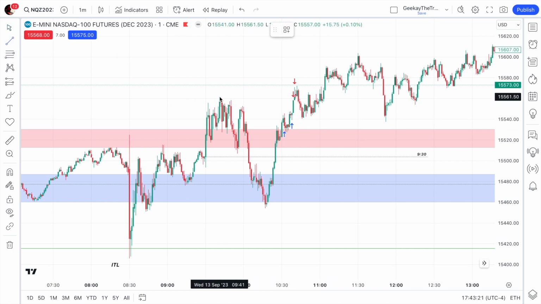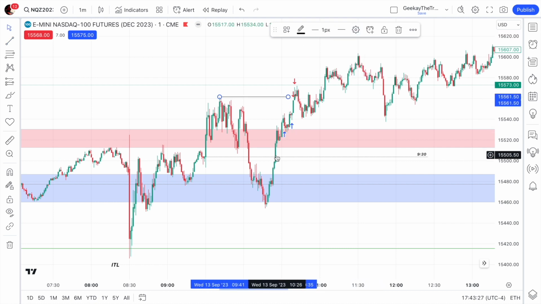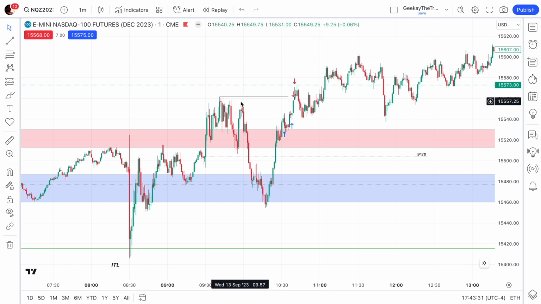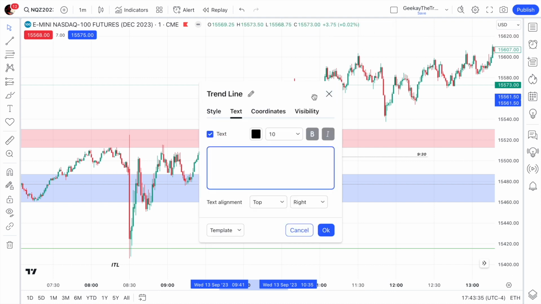Right here we have buy side liquidity stacked up. These are relatively equal highs. This would be the 9 o'clock highs, and we're in that 10 o'clock hour, so that would be a previous hour's high. The algorithms love to target previous hour highs and lows.